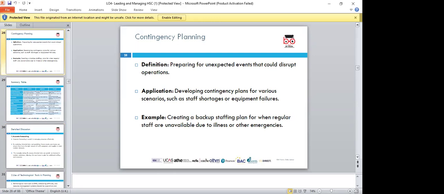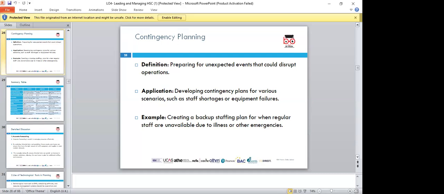Contingency planning. Definition: you prepare for unexpected events that could disrupt operations, such as staff shortages or equipment failures. The example would be that you create a backup staffing plan for when regular staff are unavailable due to illness or other emergencies. These are unforeseen things that may happen within the organization. You prepare for them and put a contingency plan in place for such occurrences.